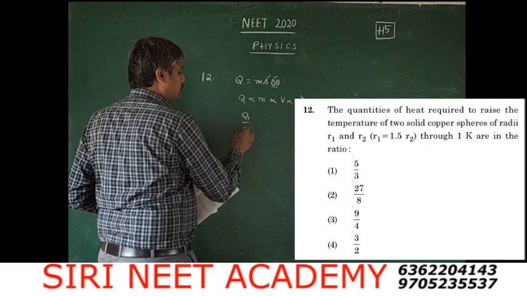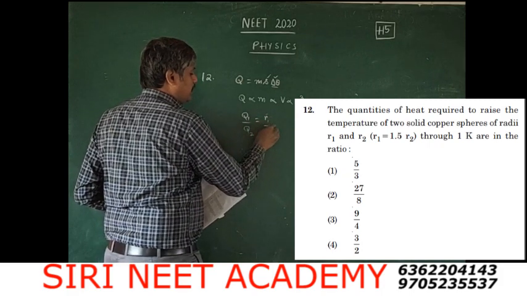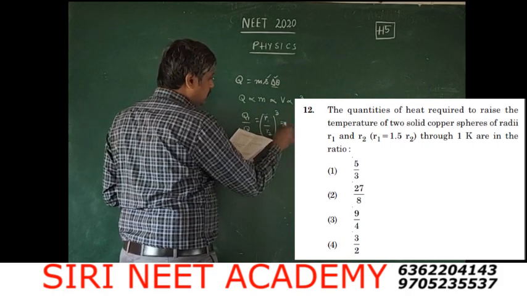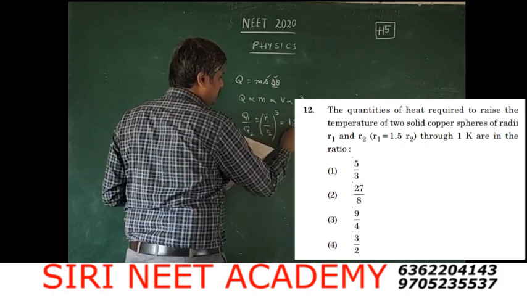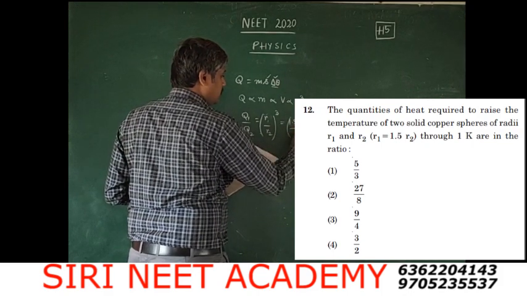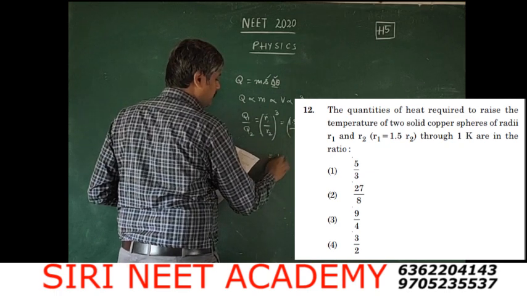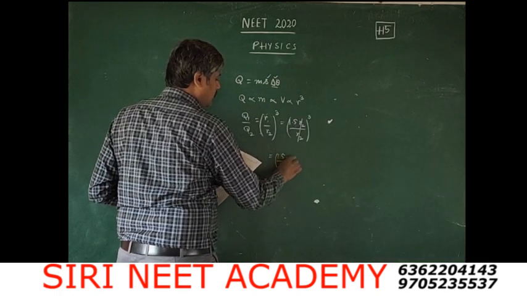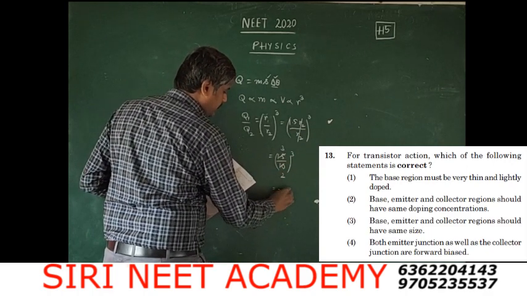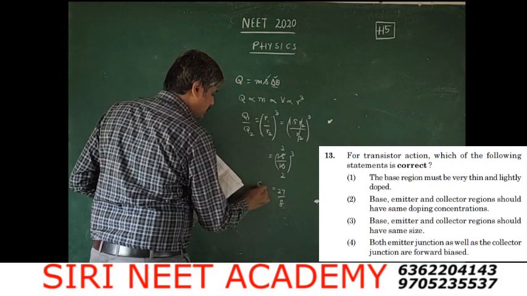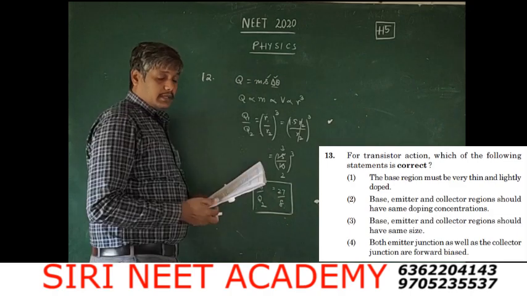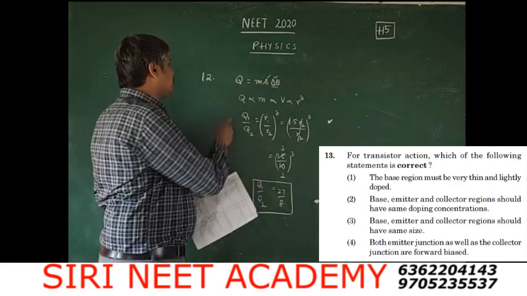So Q1 by Q2 is equal to (R1 by R2) whole cube. That is equal to (1.5 R2 by R2) whole cube. So R2 gets cancelled. 1.5 is 15 by 10, whole cube. So it is 3 by 2 whole cube, that is 27 by 8. So the option corresponding to this answer is.